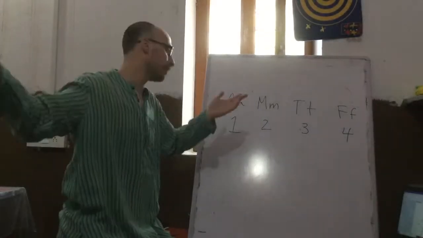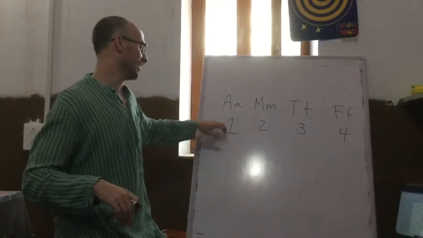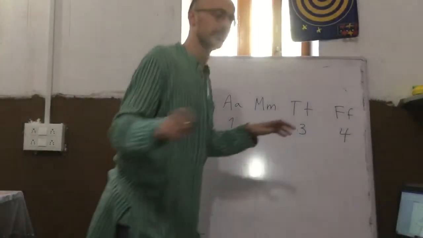Row 1, and Aman would have to say A. So individual students as well is a good way to practice.